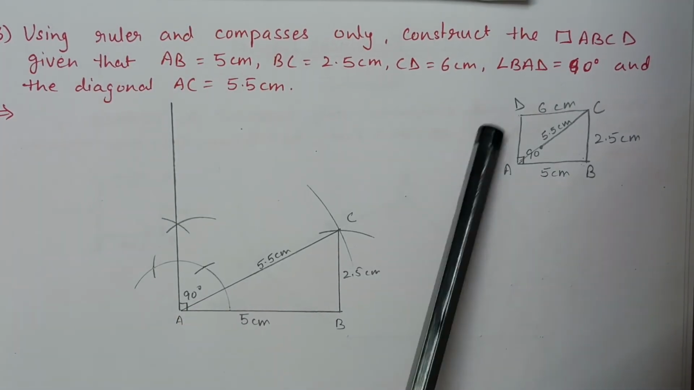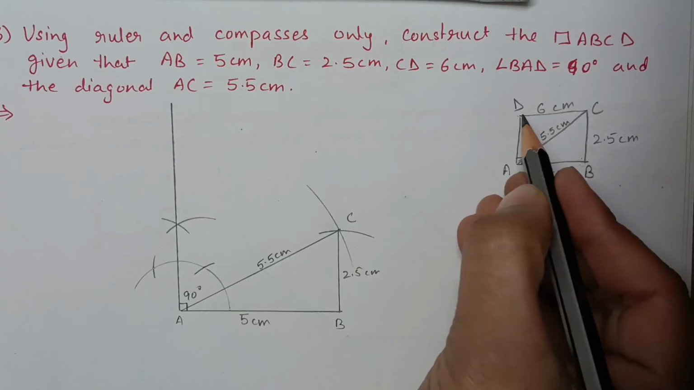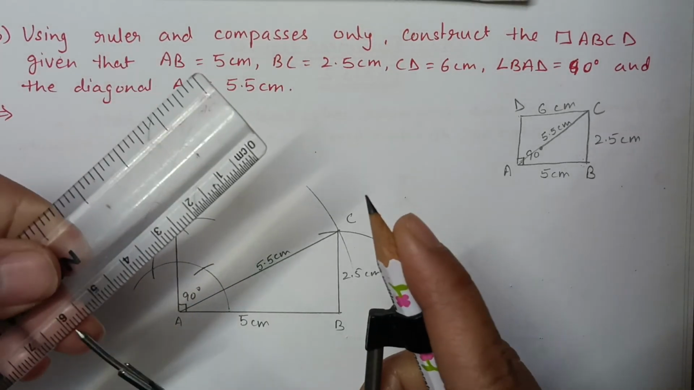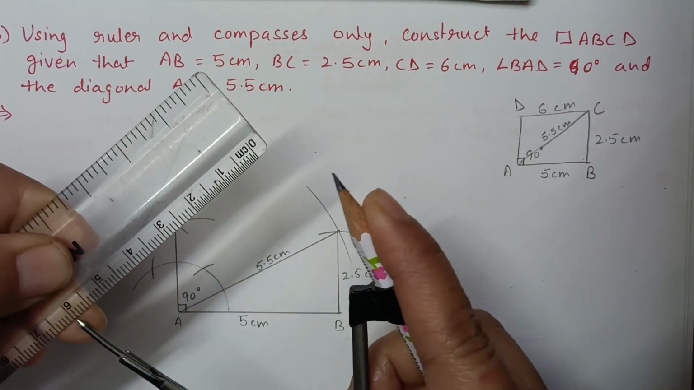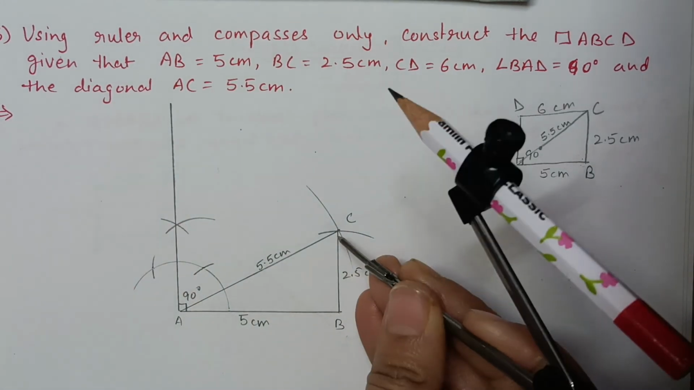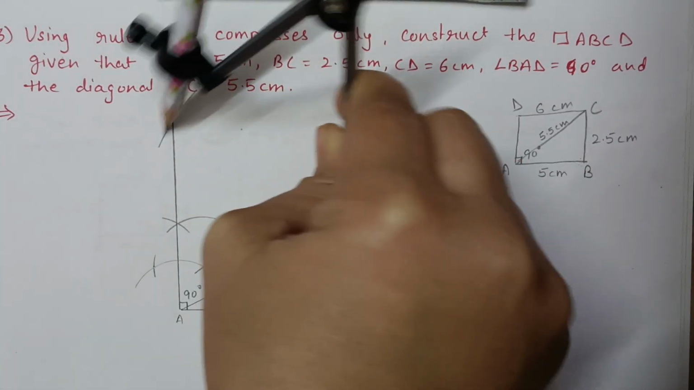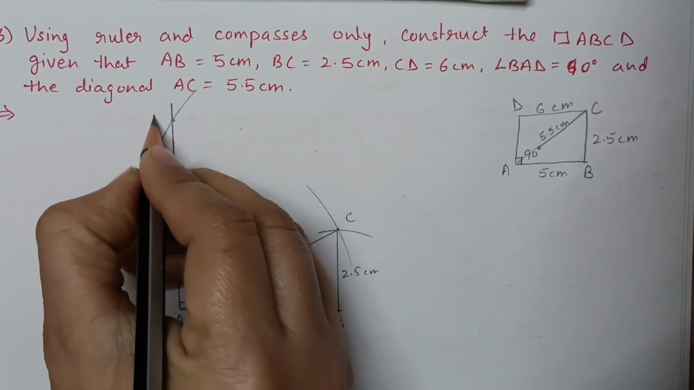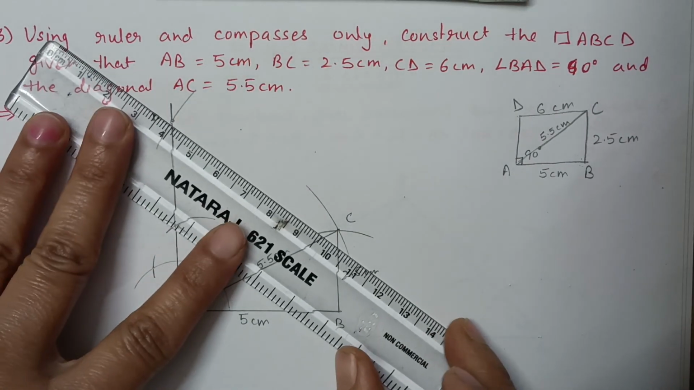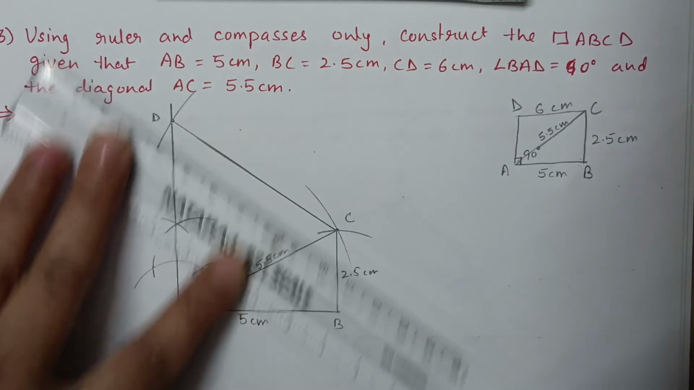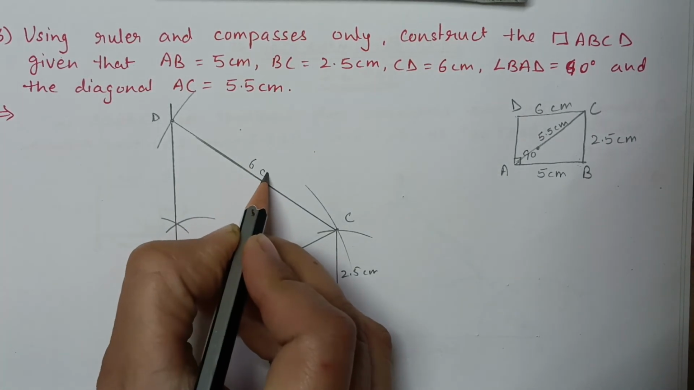Then to find out this point D, we have to take 6 centimeter from C. So we will take 6 centimeter distance in the compass, and from C put one arc on this line. Wherever this arc will cut this 90 degree line, that is point D. Now C to D you can join. This is 6 centimeters.